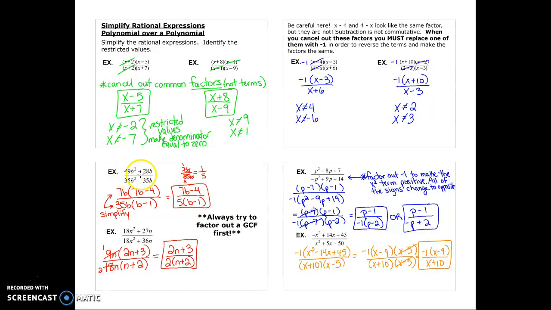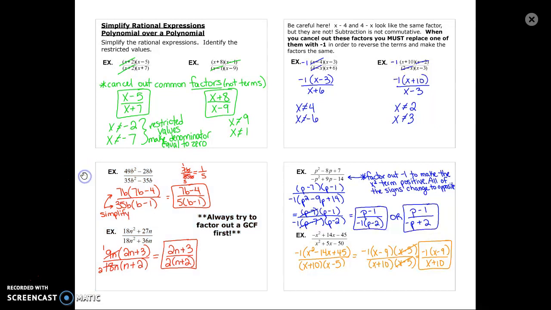So in my numerator, 49b squared minus 28b, its GCF is a 7b. So I'm left with 7b minus 4 inside. Denominator, GCF is a 35b. When I divide that out, I get b minus 1 left over inside. So this is just reviewing factoring out a GCF, which we did at the end of quarter 3. Now that you have the numerator and the denominator factored, now is when you're going to try to reduce here and kind of cancel like we did in the original examples.